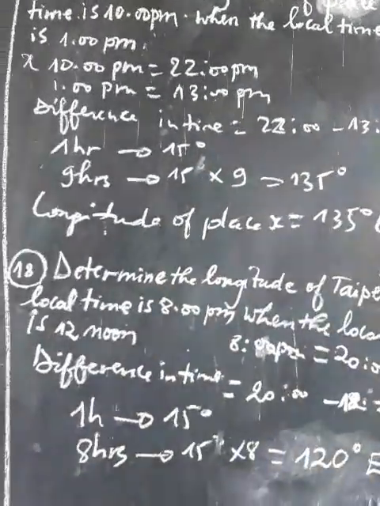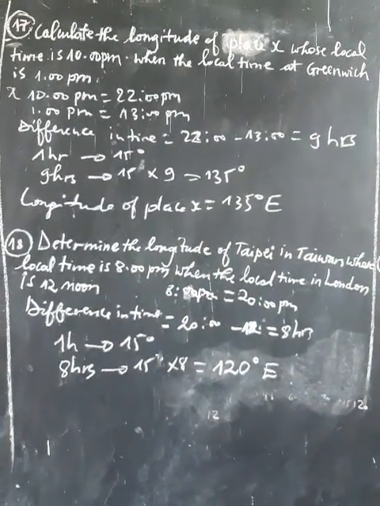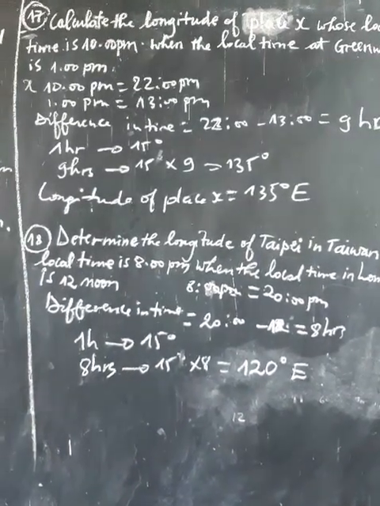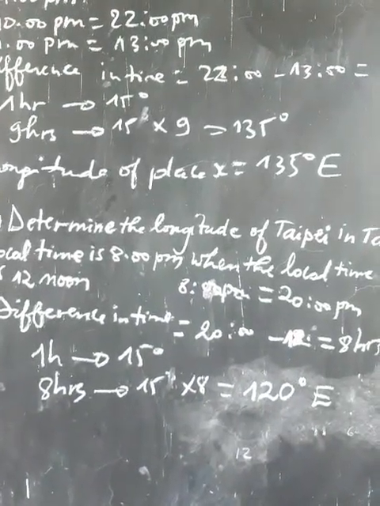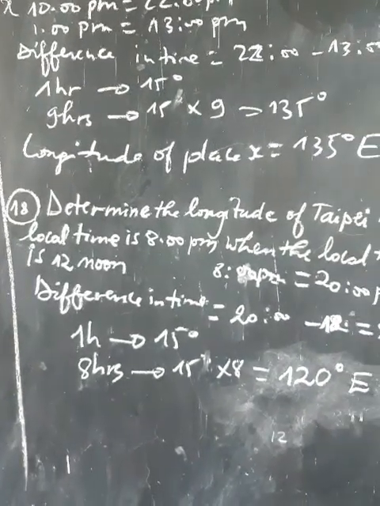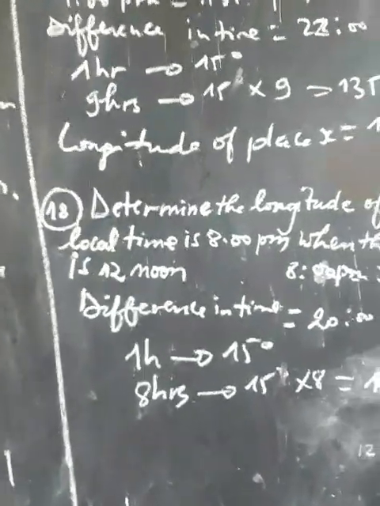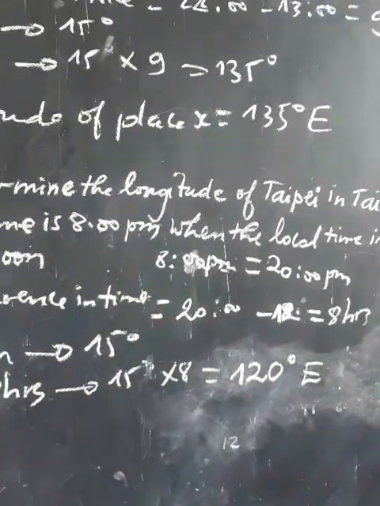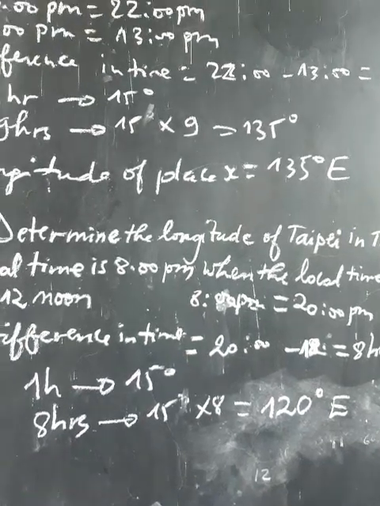Then we reach question number 18. Determine the longitude of Tupa A, whose local time is 8:00 p.m., when the local time in London is 12 noon. And here, we are going to find the difference in time. We take 20 hours minus 12, we get 8 hours. 1 hour is equal to 15 degree, and 8 hours is equal to 15 times 8, and then we get 120 degree east. So therefore, that is how this question is done.